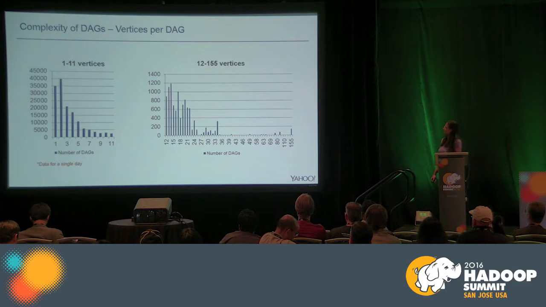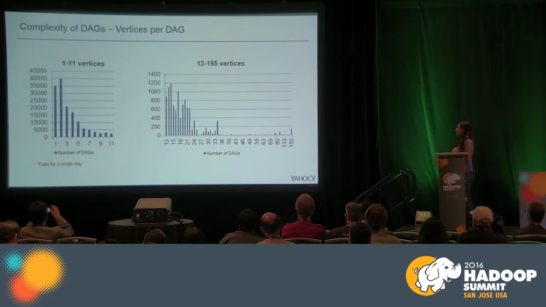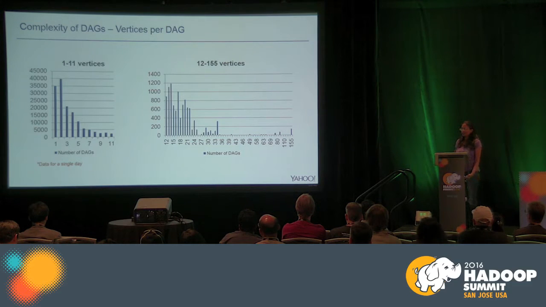This is the kind of DAGs that we run. Most of the DAGs fall within 15 vertices. The rest have a long range, but the volume of those is less, and they're really complicated DAGs. Looking at this, for 1 and 2 vertices you only gain performance from container reuse, but as the plan gets bigger and the number of vertices grows, we get a lot more performance.